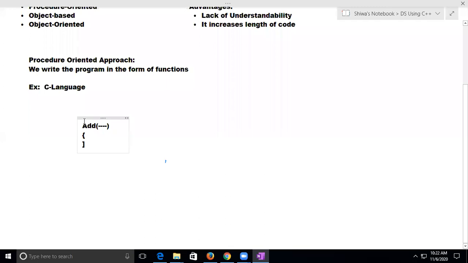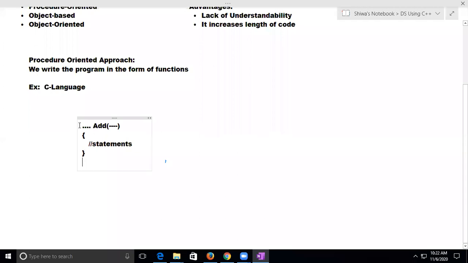So in between that, what we write? We write some statements here. So here add is the function. This is the starting point of function. This is the ending point of function. In between that, we are writing some statements. Okay. So here, if you want to write, here we write return type. So this is add function.